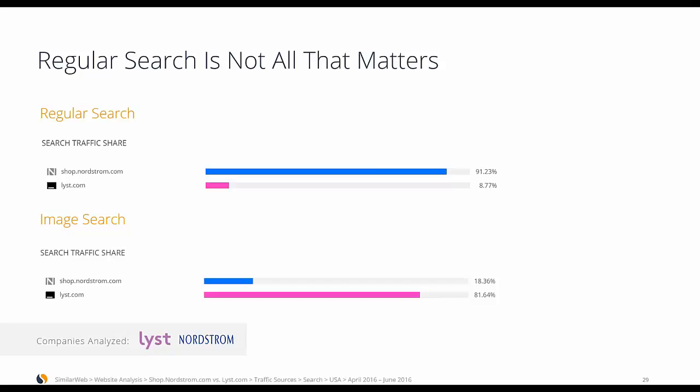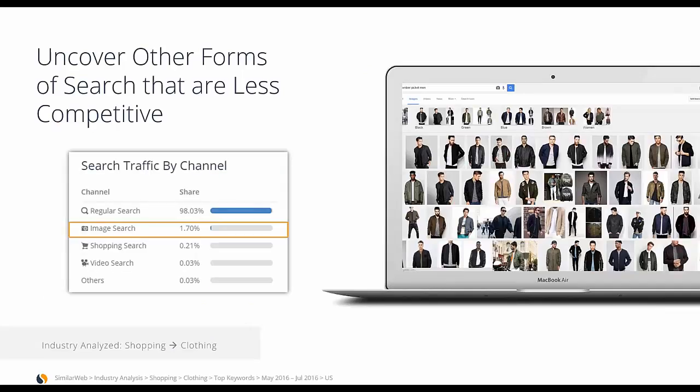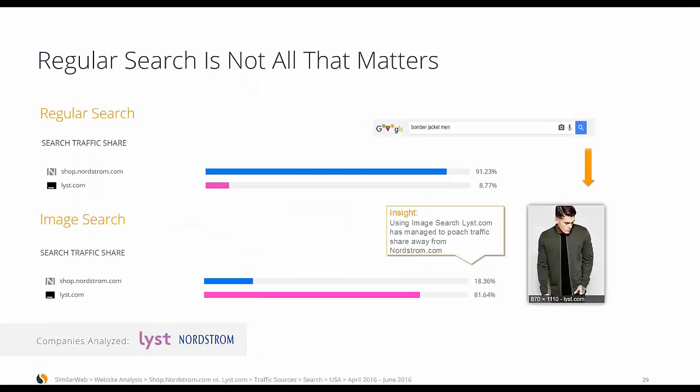We can see that if we look at Nordstrom's versus List, two examples that we talked about previously, on regular search, List is having a very hard time competing with the brand name that Nordstrom's has and the domain authority that they have. But List is a very visual site. They've done an amazing job at making sure that their images are indexed within Google and showing up in Google Images. So we see here that List is able to find this niche and leverage image search to drive traffic, to drive sales, to drive results on their site.